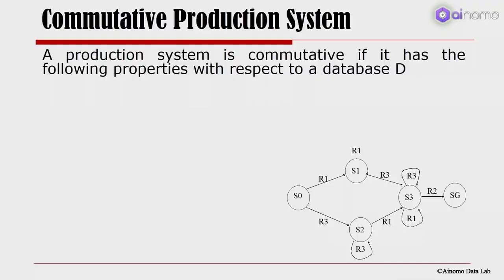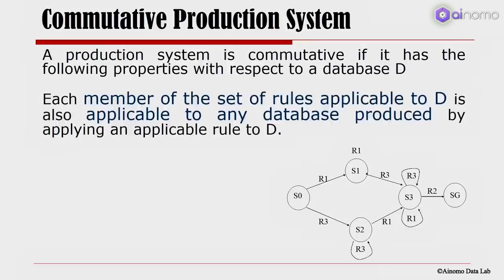Let us focus our attention on the first one, the commutative production system. A production system is commutative if it has the following properties with respect to a database D. Number one, each member of a set of rules applicable to D is also applicable to any database produced by applying an applicable rule to D. So let's look at this example that I have highlighted at the bottom of the slide. I have a starting state S0 on which a rule R1 is applicable. So I have S0 on which I apply R1, and I arrive at S1.